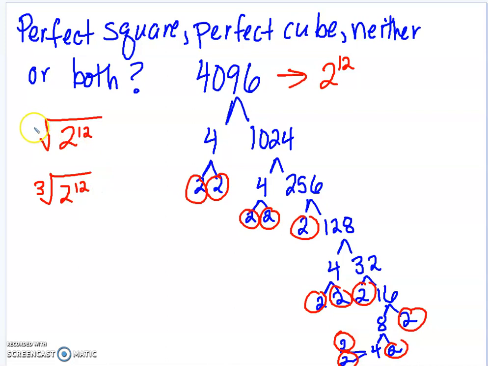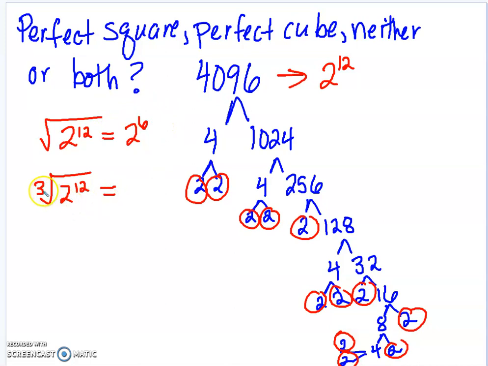And just to remember that the value in front of the radical, that is our index. So we're going to check to see if the exponent can be evenly divided by our index. So in the case of a square root, the index is 2. So 12 can easily be divided by 2. We'd end up with 2 to the power of 6. So it can in fact be a square root.